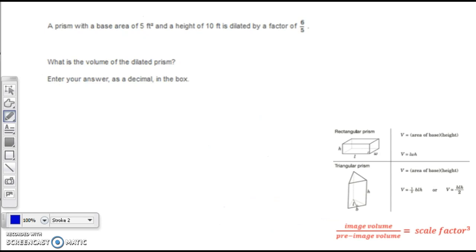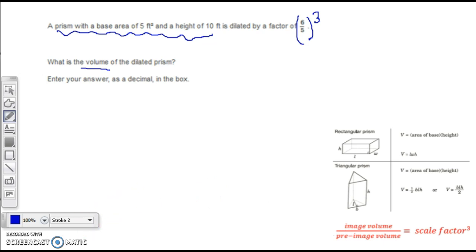A prism with a base area of 5 feet squared and a height of 10 feet is dilated by a scale factor of 6/5. What is the volume of the dilated prism? All right, so we want to know the volume of the prism. So I already know that I'm going to take my scale factor and cube it because I'm dealing with volume. It doesn't give me the volume of the original prism, it just gives me this information. So before I can plug it into my formula down here, I need to know the volume.